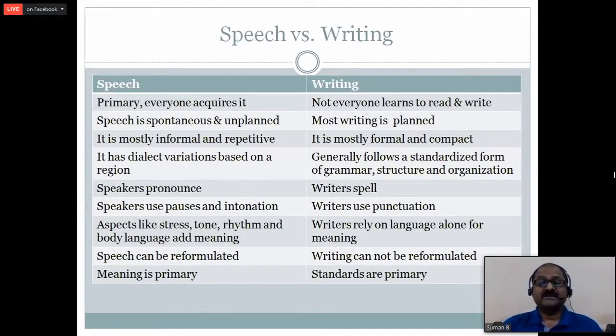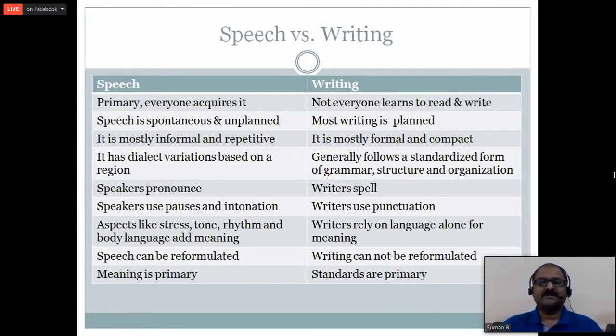So this is why grammar becomes very important. The standards of grammar become very important for the writer. So the writer has to be dependent only on the language. All these additional tools which are available in spoken English are not there to assist the writer. Speech can be reformulated. What do we mean by this?